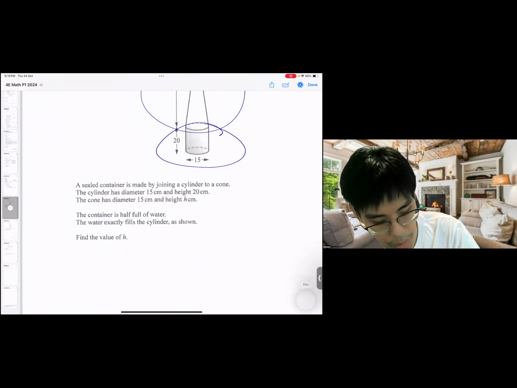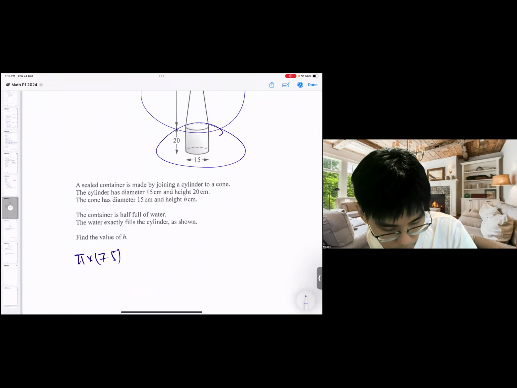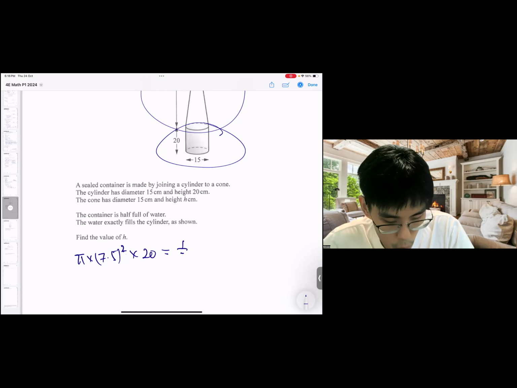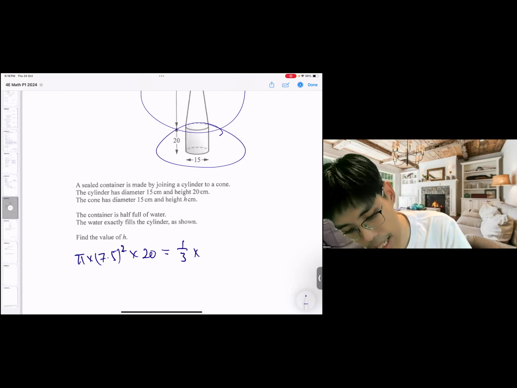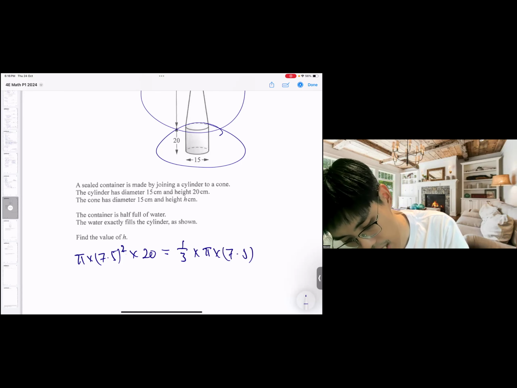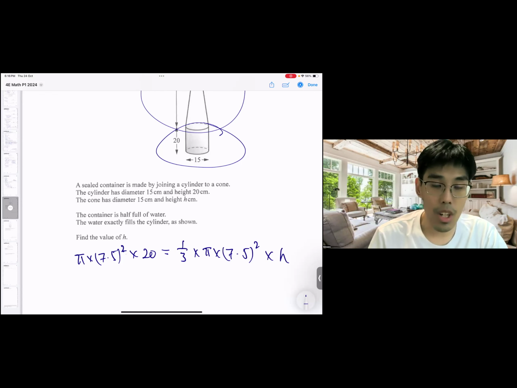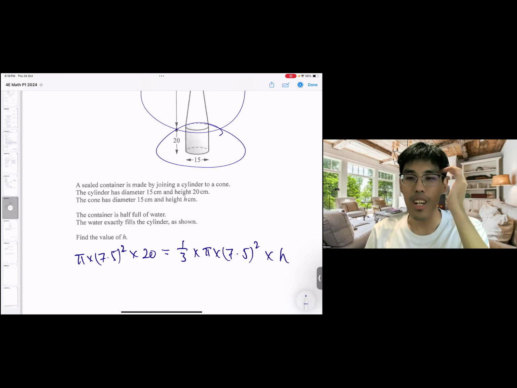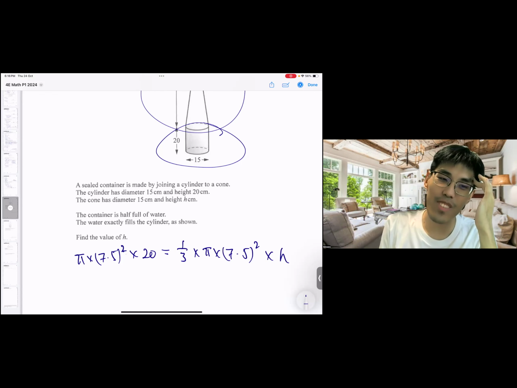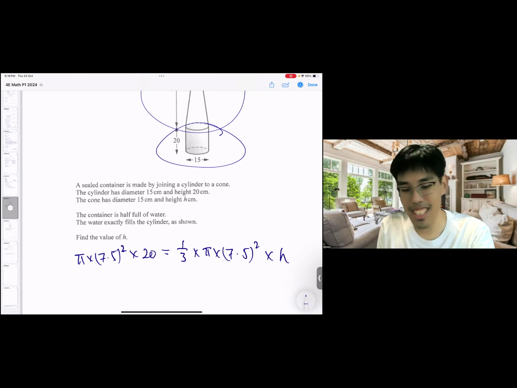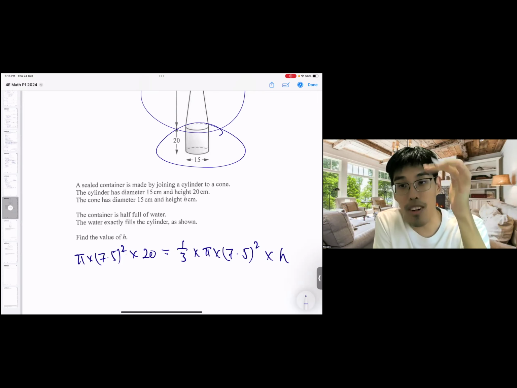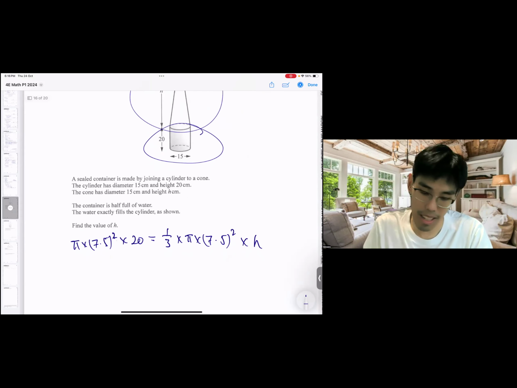Pi r square h equals 1/3 times pi r square h. So the water, I was thinking, what does it mean, the water exactly fills the cylinder as shown? That means by the time it hits the tip of the cylinder, it's half. Okay, can just solve.